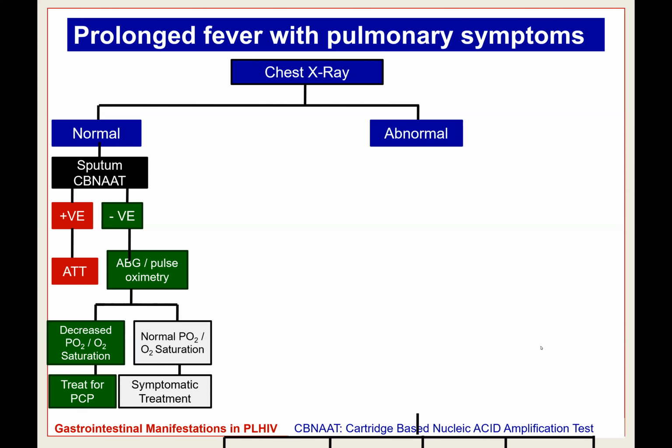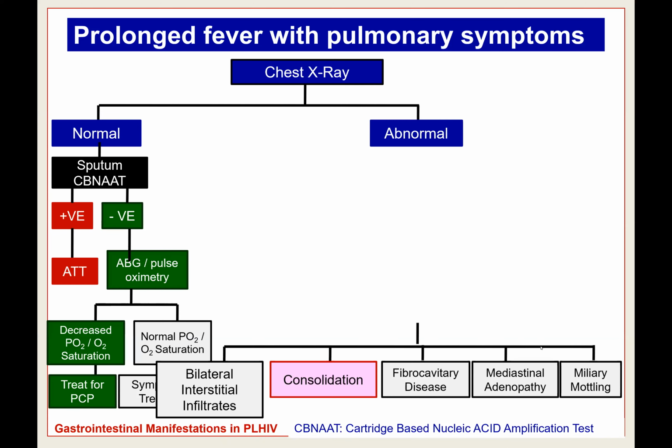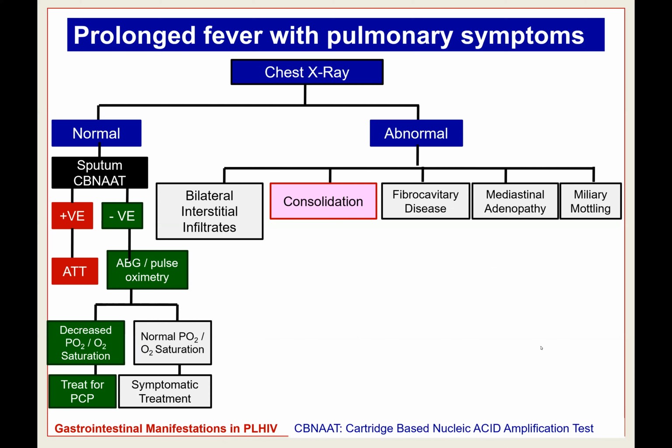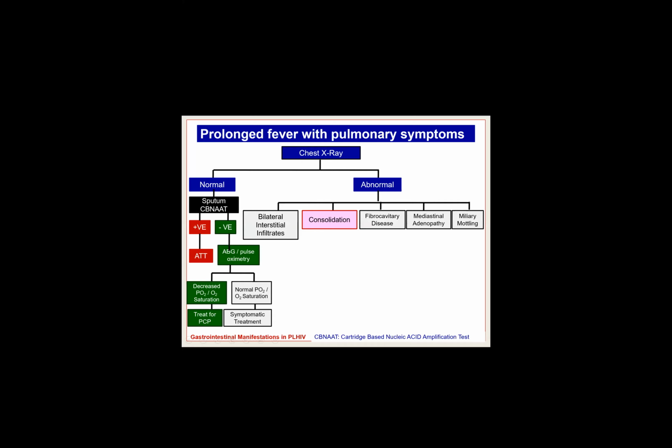But if X-ray is abnormal, again it is very much dependent on the immune status of patient, actually the CD4 count of patient. If it is bilateral interstitial infiltrates or fibrocavitary lesions, mediastinal findings, or miliary findings, or miliary mottling. So if it is bilateral interstitial shadows, then most probably, especially interstitial disease as well.